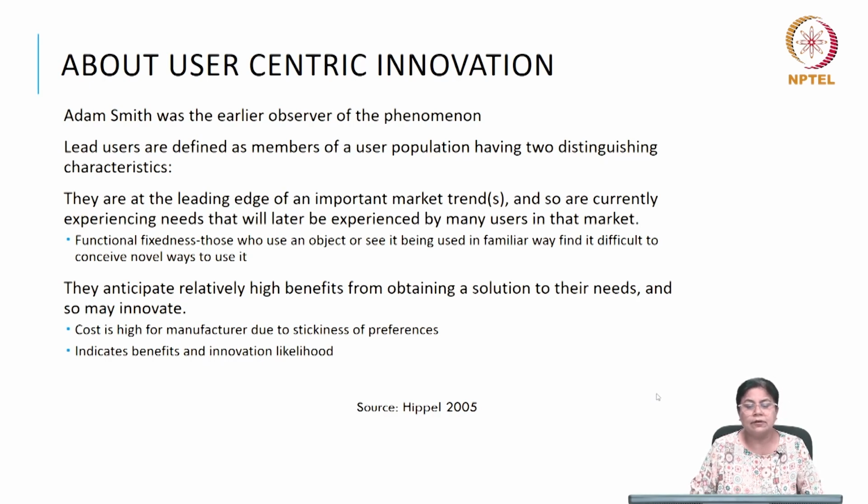This is functional fixedness: those who use the object or see it being used in a familiar way find it difficult to conceive novel ways to use it. They in fact anticipate a relatively high benefit from obtaining a solution to their needs, and so they may innovate. In fact, if you think from the point of view of a manufacturer, there is a stickiness of the preferences. It will be very difficult for the manufacturer either to realize the problem or to even come up with the solution. The cost of coming up with the solution can also be very high. Moreover, it also indicates a benefit and innovation likelihood.